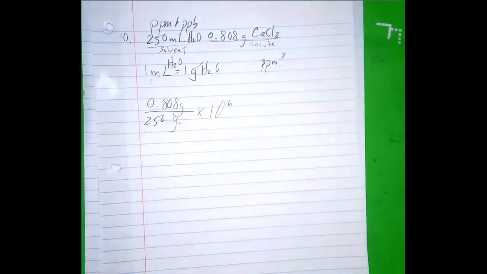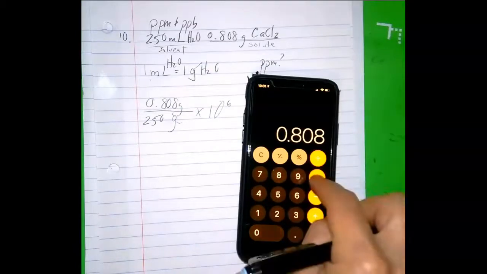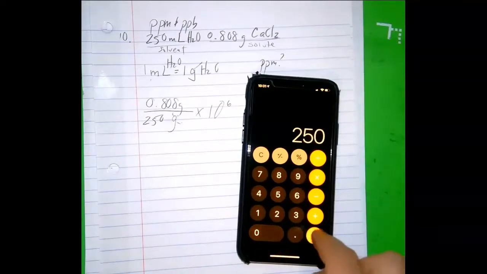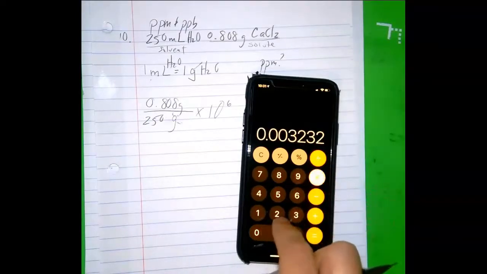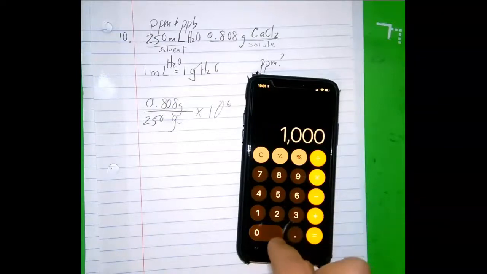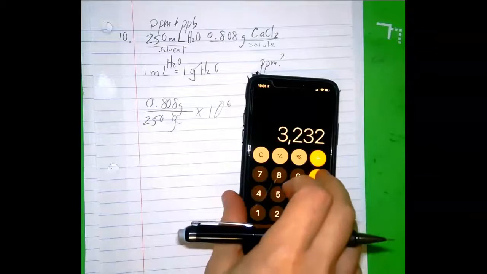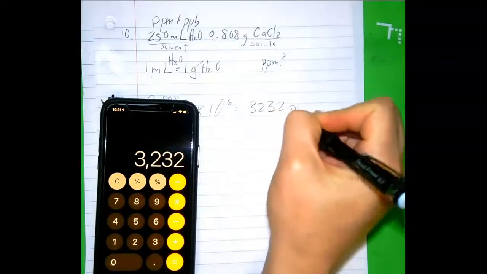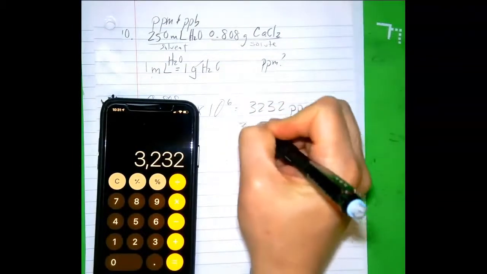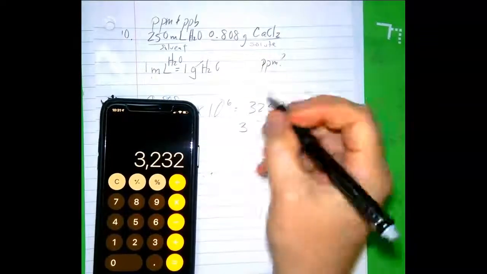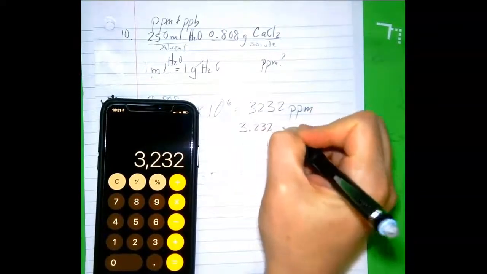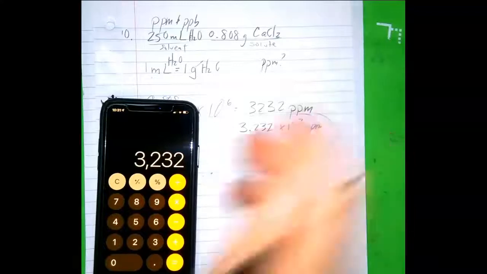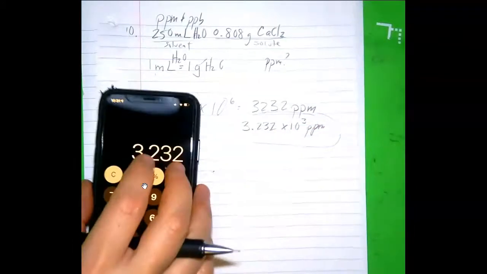Take our trusty calculator. 0.808 divided by 250 equals, times 10 to the 6th. 3232 parts per million. You can also write this in scientific notation: 3.232 times 10 to the 3rd parts per million. Okay, you don't have to write it in scientific notation, but you should know your scientific notation.